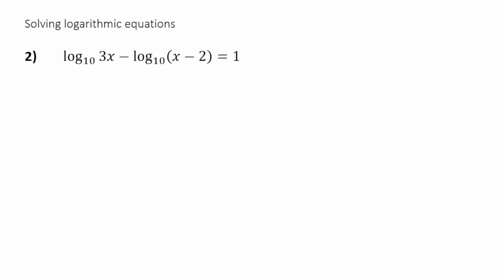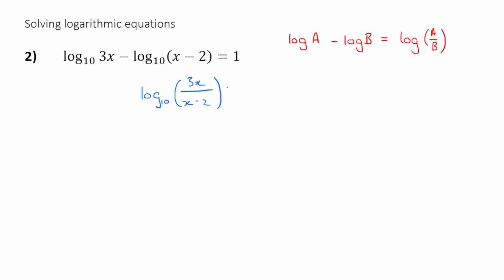Looking at this, we've got log base 10 of 3x minus log base 10 of x minus 2. Well, we've got a log a minus log b. So what rule can we use? We use the second rule, which is if I have log a minus log b, then that is equal to log of a divided by b. So how can I apply that here? I'm going to have log base 10 of 3x divided by x minus 2, so log base 10 of 3x over x minus 2 is equal to 1.